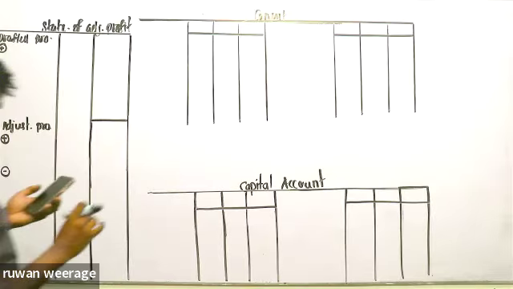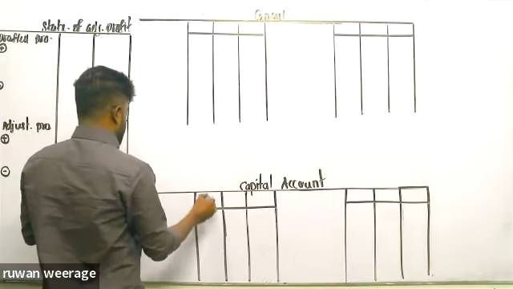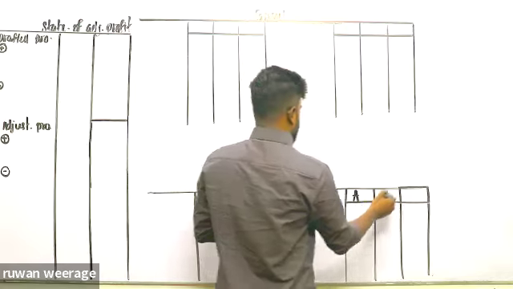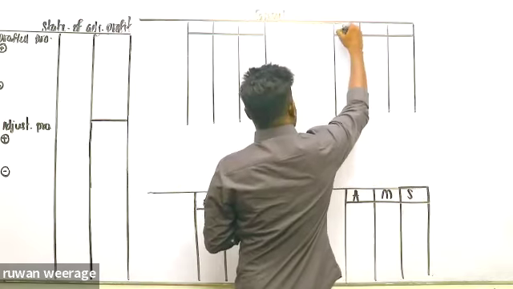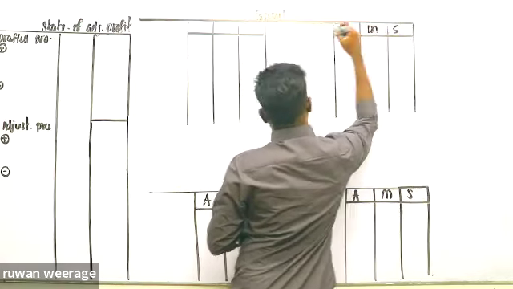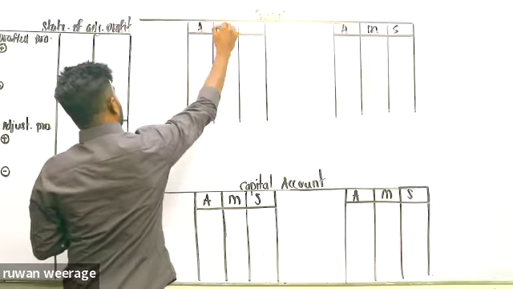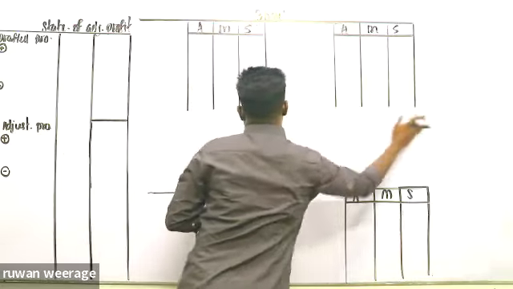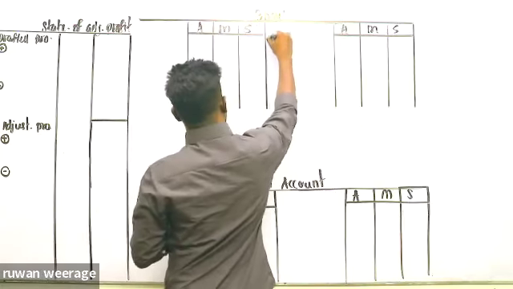So for the partners Amit, Malit and Samit. Clear? Right. So first of all, record the opening balances.